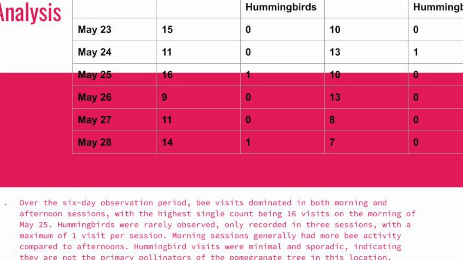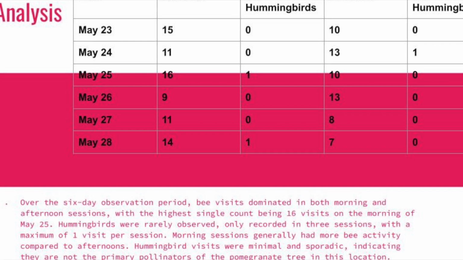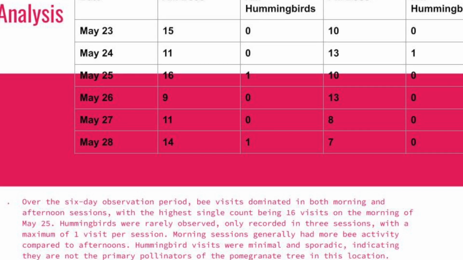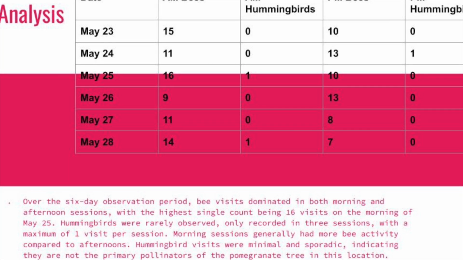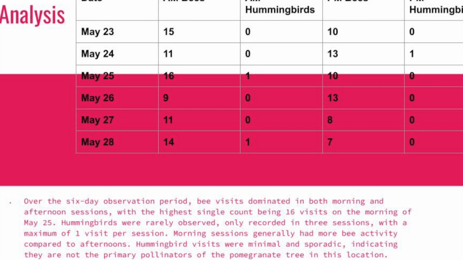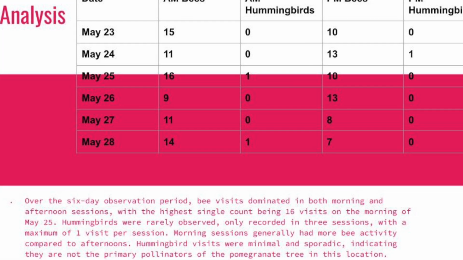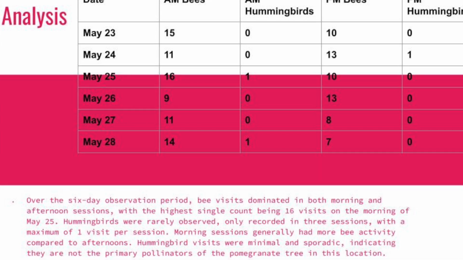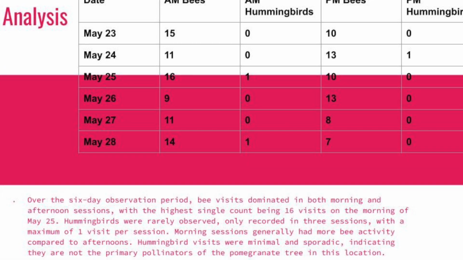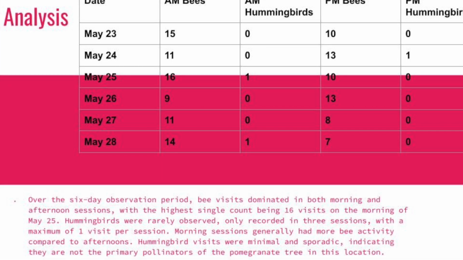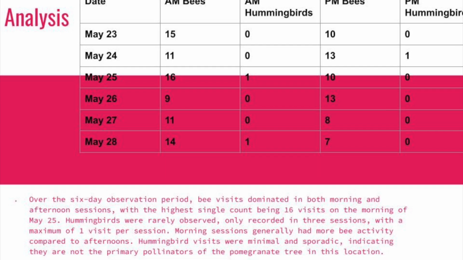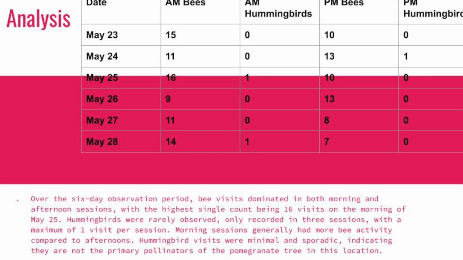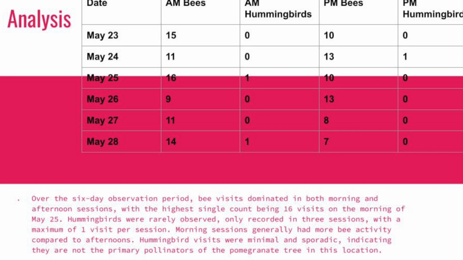I think there were some bees I must have missed, as they are much smaller and the tree is so large I couldn't look at each individual bee visiting. And hummingbirds were quite rare. I never saw more than one in a single session. I did find that in the mornings the bees had more activity compared to the afternoons, while the hummingbird visits were pretty sporadic. I don't think that they are primary pollinators of this tree, at least in this specific location.